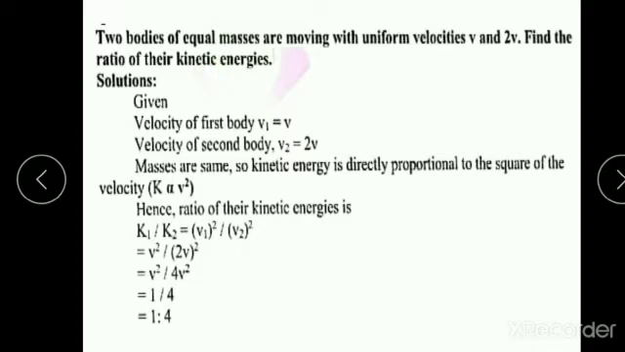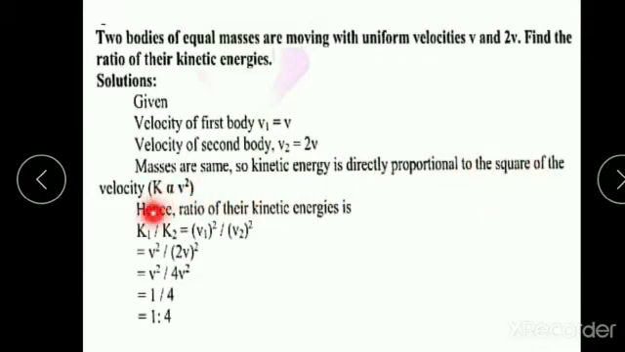So what is given? The velocities of the two bodies are given and they have told you the masses are equal, the masses are same, and you have to find out the ratio of the kinetic energy. So you know the formula to find the kinetic energy, it is half mv square. Velocity of the first body v1 is v, and the velocity of the second body v2 is 2v, and masses are same, so the kinetic energy is directly proportional to the square of the velocity.